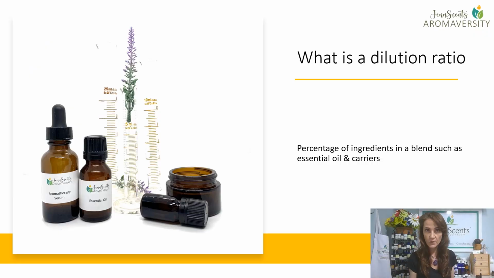So what is a dilution ratio? It's basically the percentage of ingredients within a blend. So it's the percent of essential oils within the entire blend. For a 2% dilution ratio, that means 2% of the 100% volume is essential oils. The other 98% is constituted by something else, such as a carrier oil, emulsifiers, and tinctures.